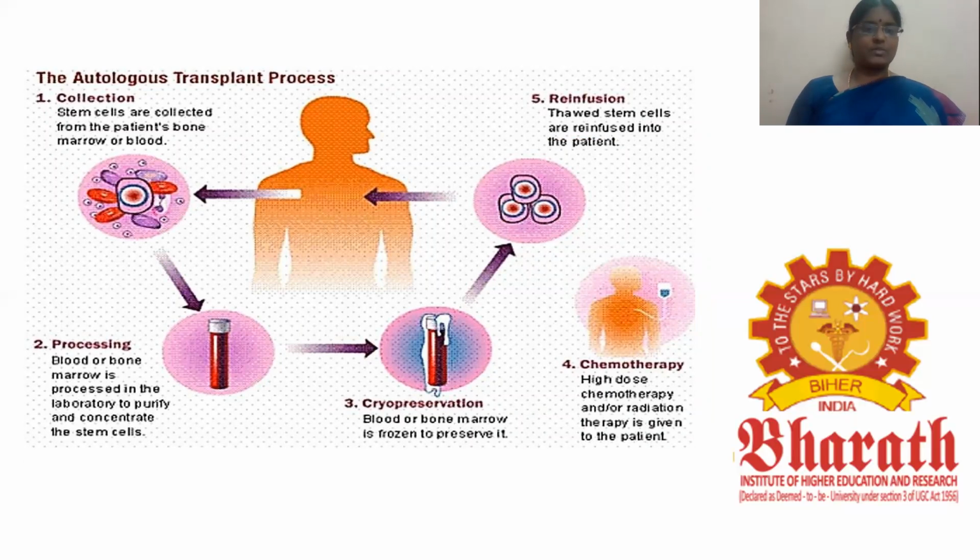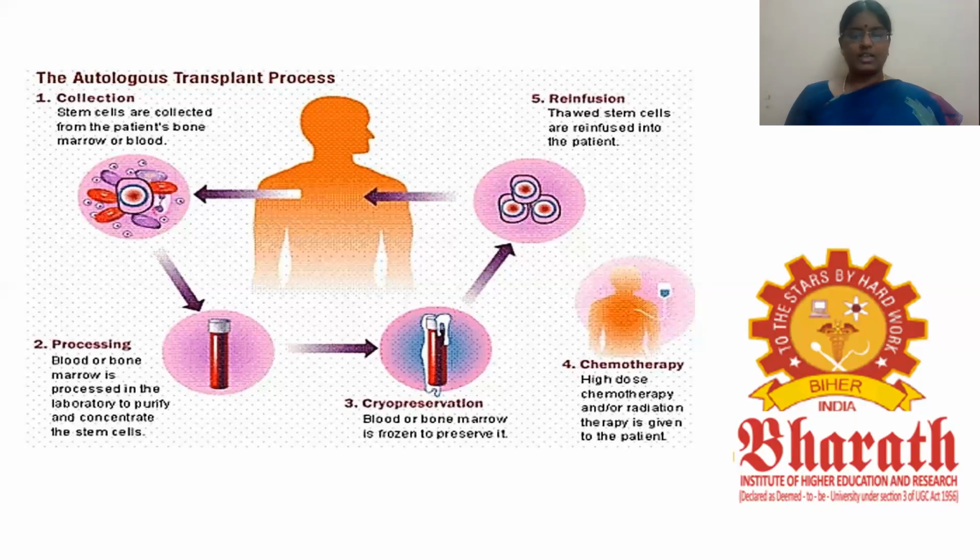So mesenchymal stem cells are involved in the autologous transplantation process. It can be done by 5 techniques. First one is collection of stem cells from the patient's bone marrow or blood, and the second one is processing. Blood or bone marrow is processed in the laboratory to purify and concentrate the stem cells. And the third one is cryopreservation. Blood or bone marrow is frozen to preserve it.